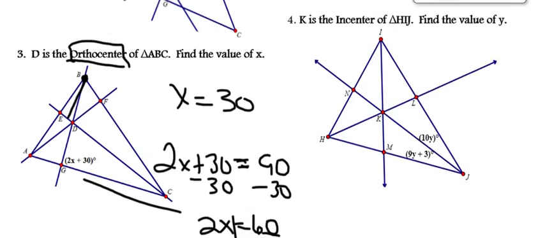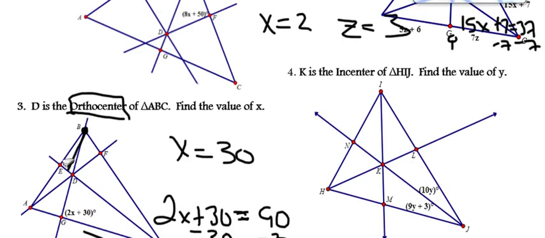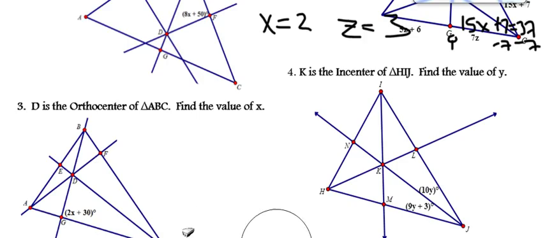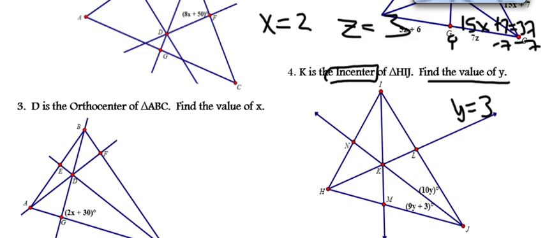Okay, go ahead and try number 4 on your own. This time we have the incenter. So as soon as you see incenter, what should you mark on your picture? Then you're going to use that definition to find the value of y. Alright, you should have gotten the solution y equals 3. If you got that, go ahead and move on to your practice. If not, this is how you do it.